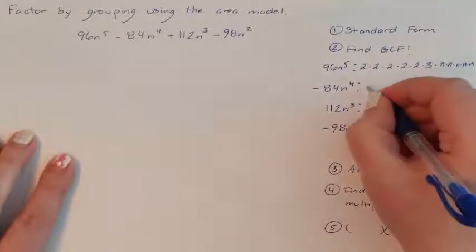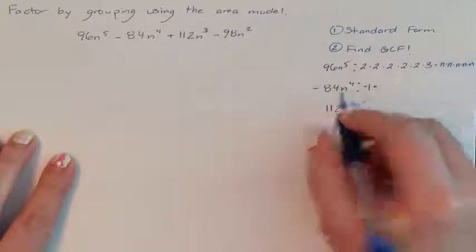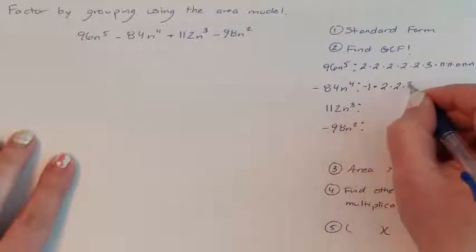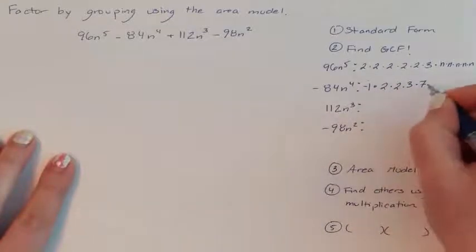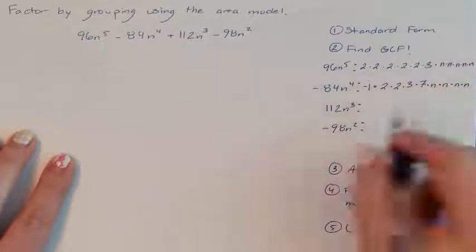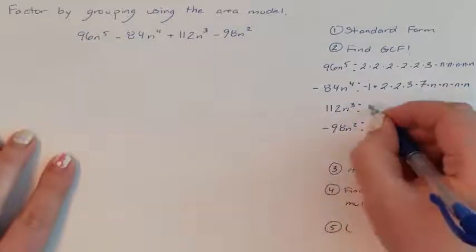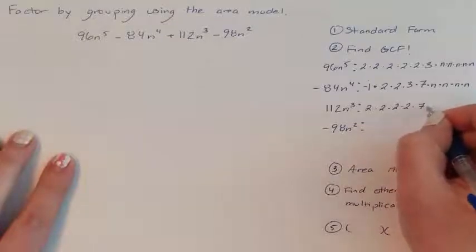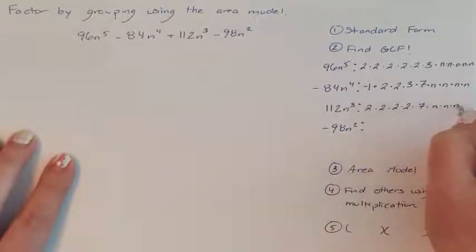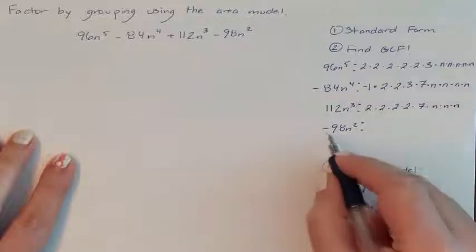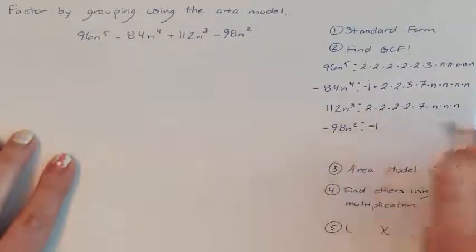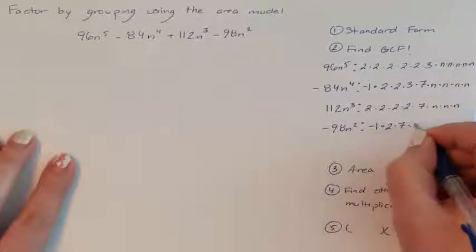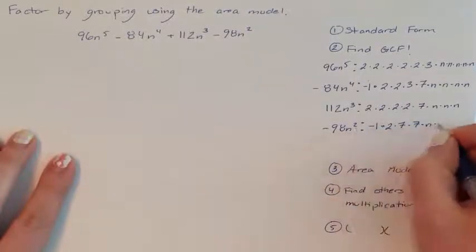Negative 84, the only number allowed to be negative is a negative 1. 84 is going to be 2 times 2 times 3 times 7. N to the fourth meant there were 4 of them. 112 is 2 times 2 times 2 times 2 times 7. N to the third meant there were 3 of them. Negative, the only number allowed to be negative is a negative 1. 98 is 2 times 7 times 7, and n squared meant n times n.